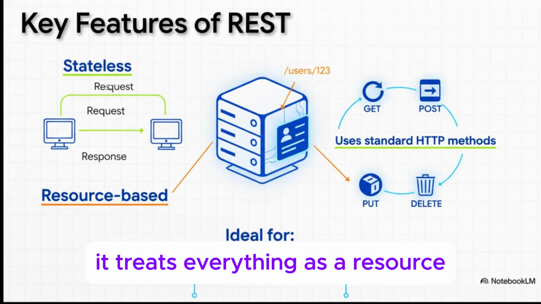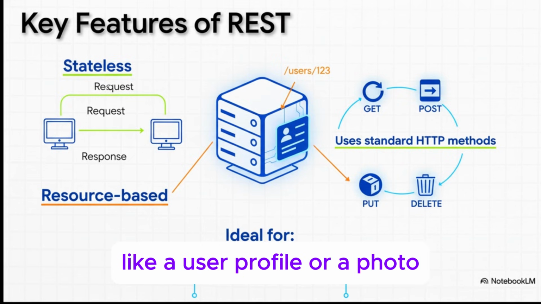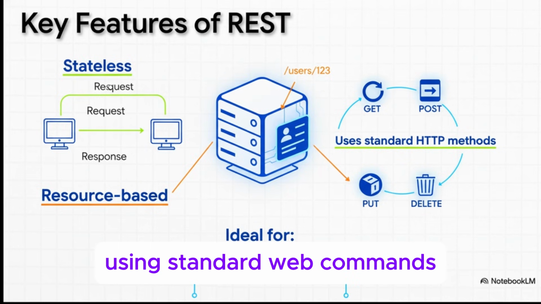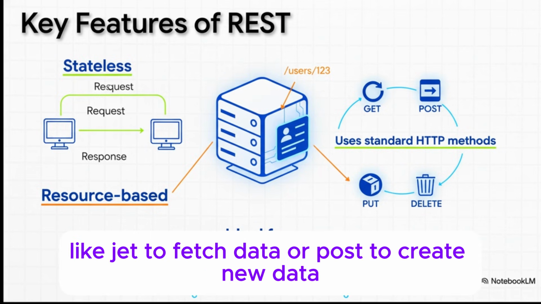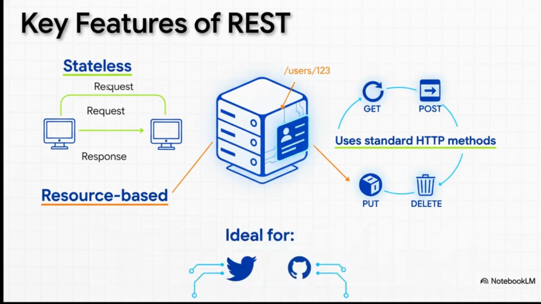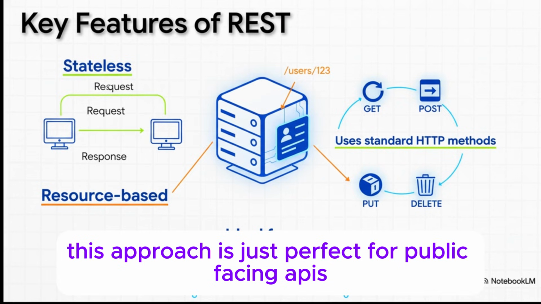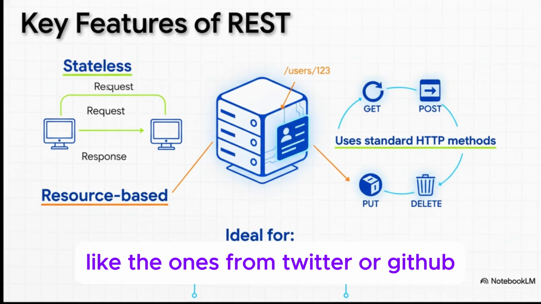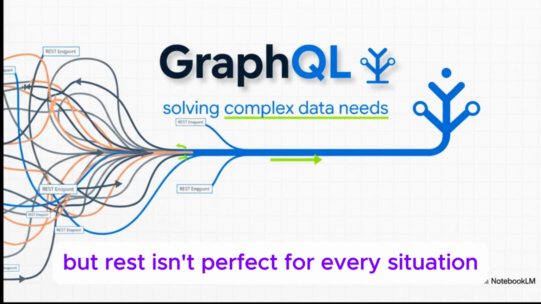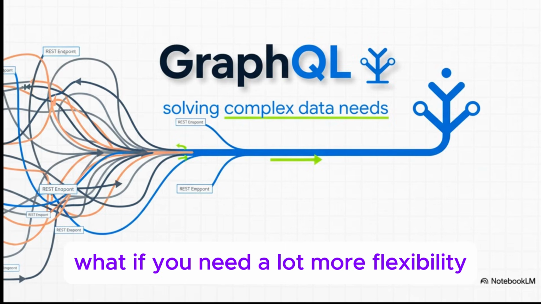It treats everything as a resource, like a user profile or a photo that you can interact with using standard web commands like GET to fetch data or POST to create new data. This approach is just perfect for public-facing APIs like the ones from Twitter or GitHub. But REST isn't perfect for every situation. What if you need a lot more flexibility?